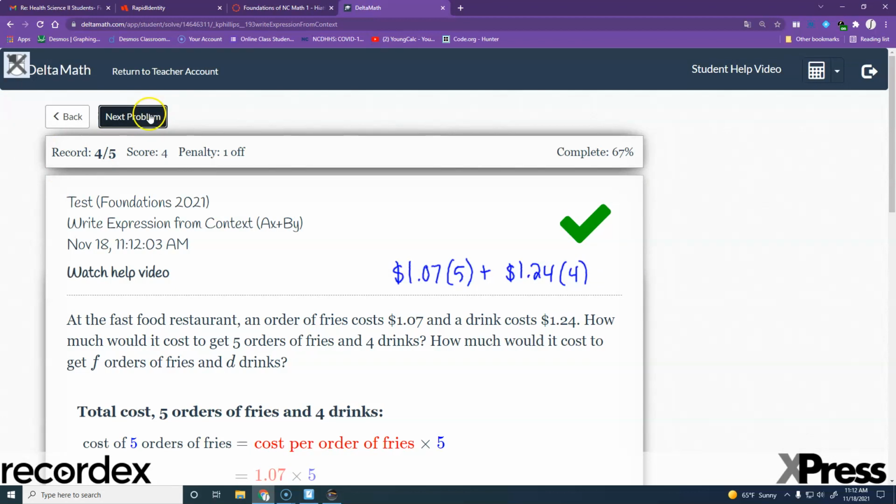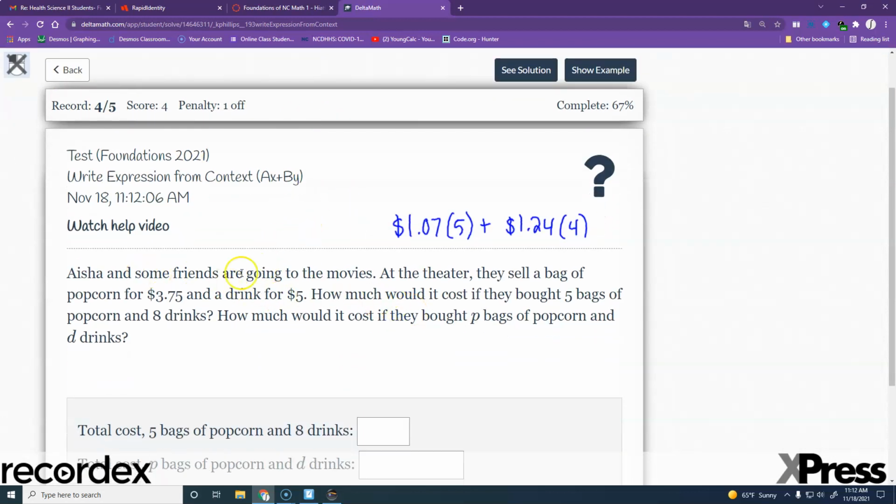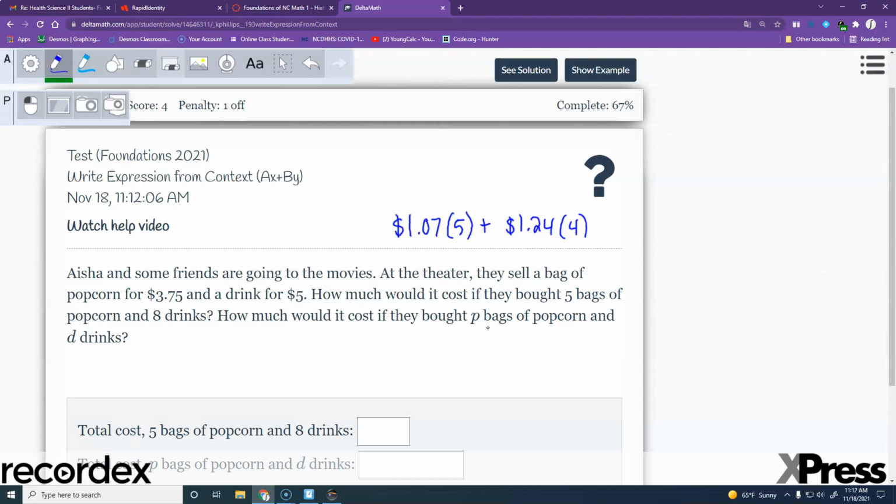Okay. So, you'll see some problems like these. So you can see, I thought they were all like this. How much would it cost if they bought 5 bags of popcorn and 8 drinks? That's similar to the last problem. But there are some that don't say cost. If they don't say cost, you just are going to add those together. You can use the calculator if you want. I don't know if you'll need it a lot, but if you want to, you may.